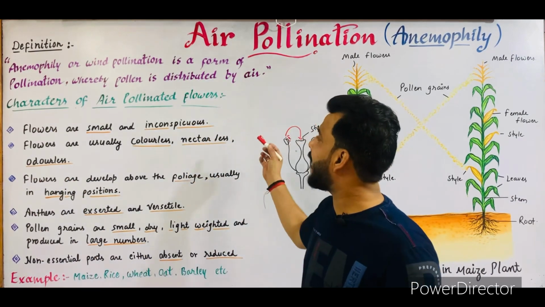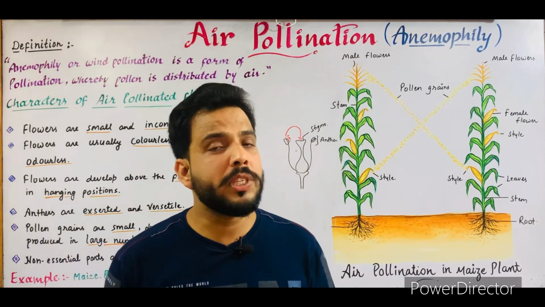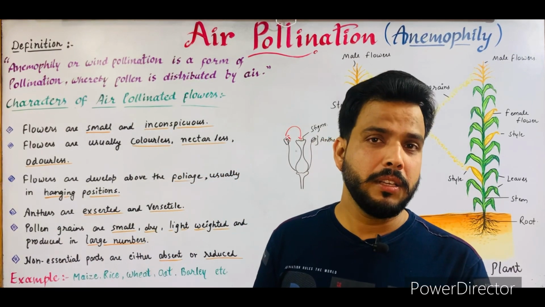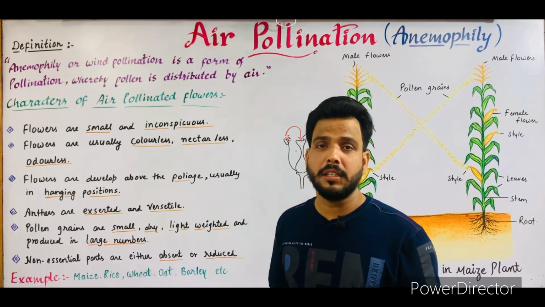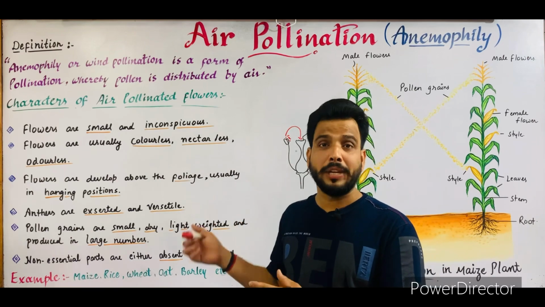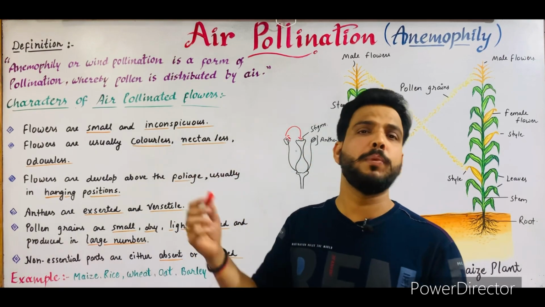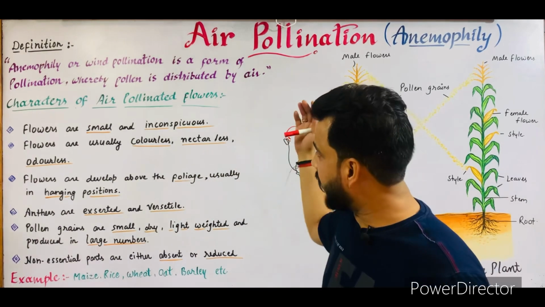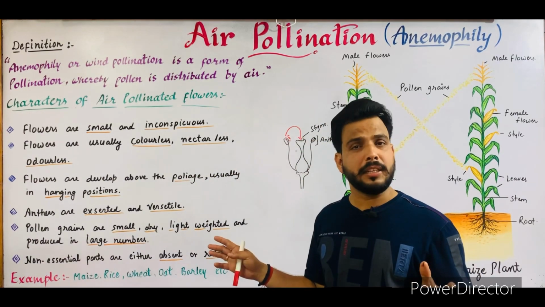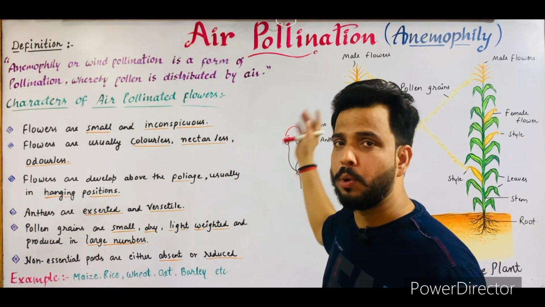The next term is nectarless. Now what is nectar? The sugar solution which is present inside a flower is known as nectar. Insects are attracted towards the flower to get the nectar. So nectar is a special feature of insect pollinated flowers, but in air pollinated flowers there is no need to attract the insect, so nectar is not produced inside these air pollinated flowers.